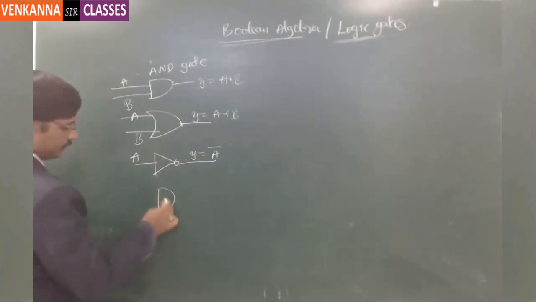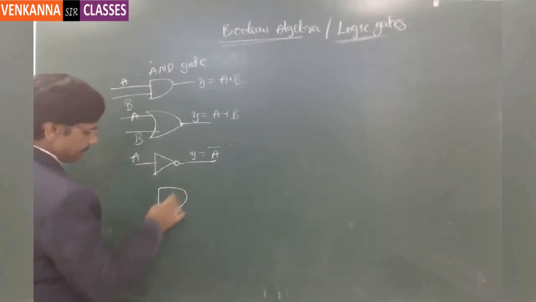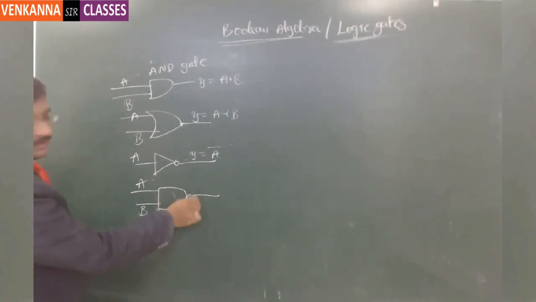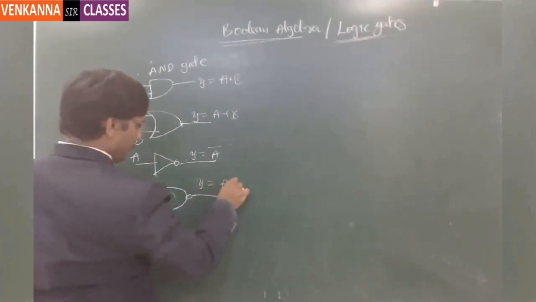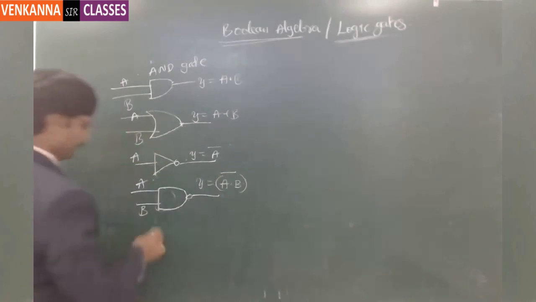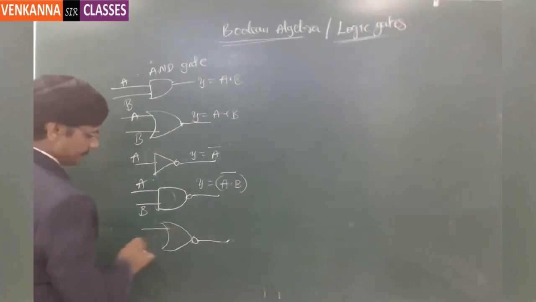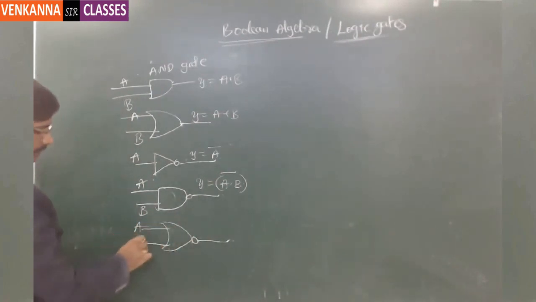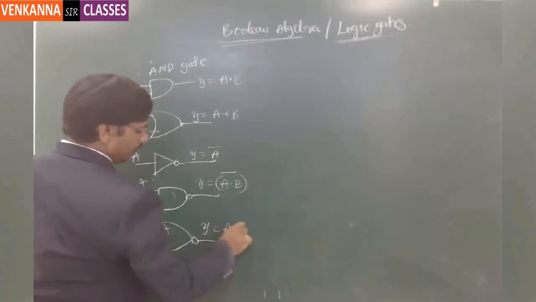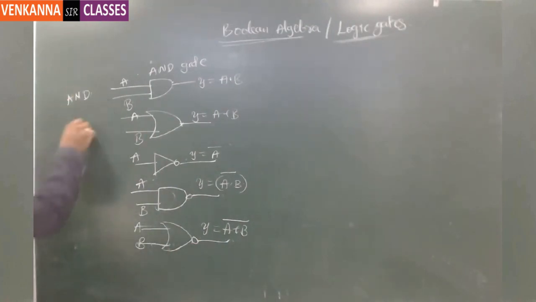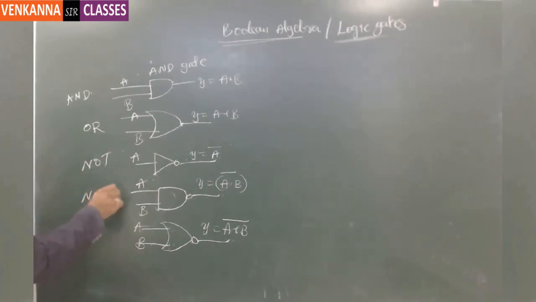And the NAND gate has a circle here. Y is equal to A dot B whole bar. The NOR gate also has a circle here. This is A and this is B, and Y is equal to A plus B whole bar. This is the NAND gate, this is the NOR gate. This is AND, OR, NOT, NAND, NOR.